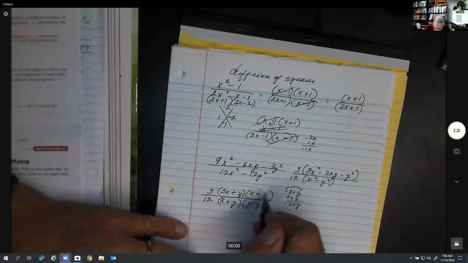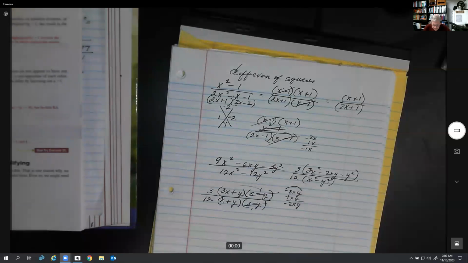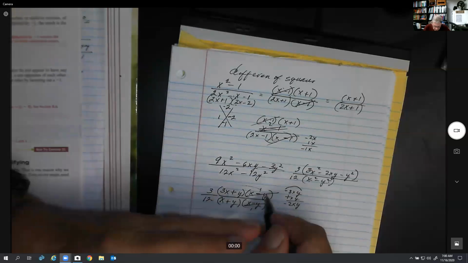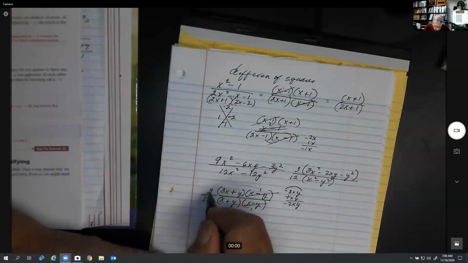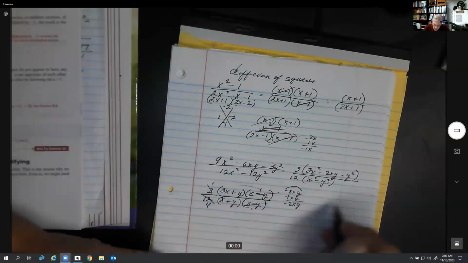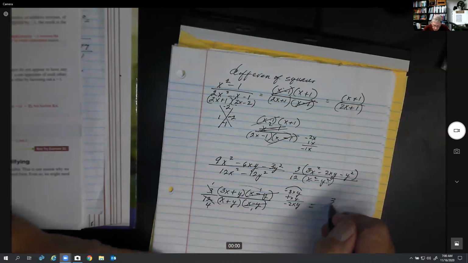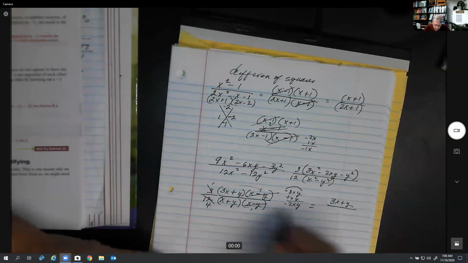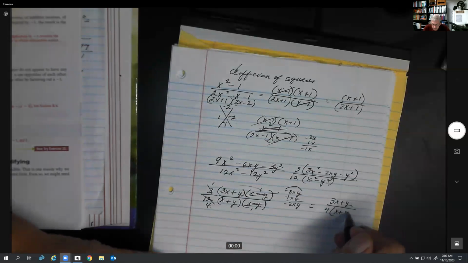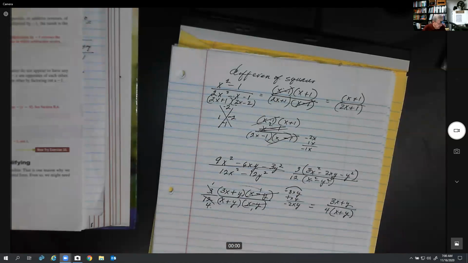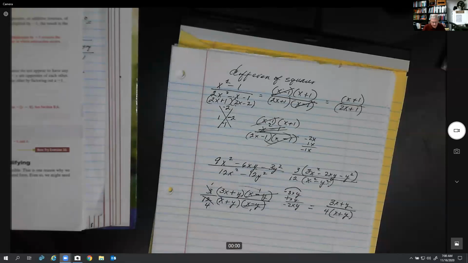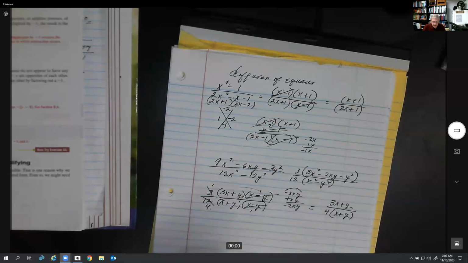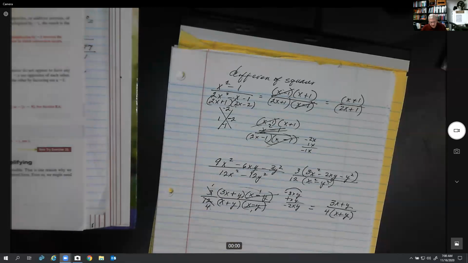So now I can go ahead and cancel. These go into each other one time, so they cancel each other off. Whenever you have the same number on the top and the bottom, it equals 1. And here I can reduce this down to 1/4. So my final answer is going to be 3x plus y over 4 times x plus y. I could go ahead and distribute that out if I wanted to, but I'm just going to leave it in factored form. Okay. I guess I copied this a little differently from the book. They had a plus sign there. I have a minus, but you see it worked out.